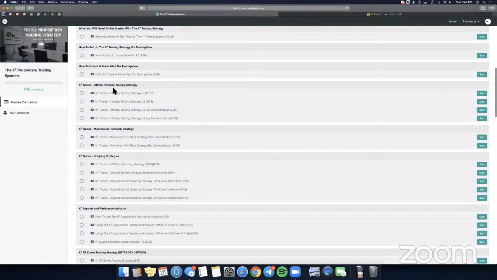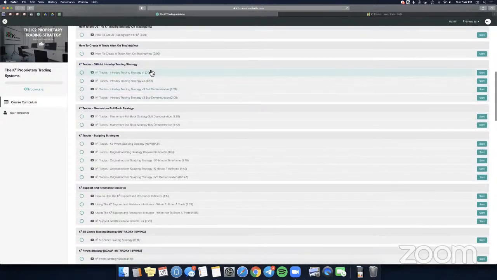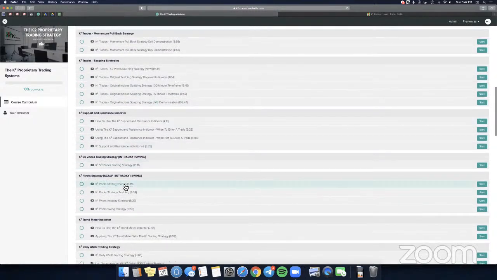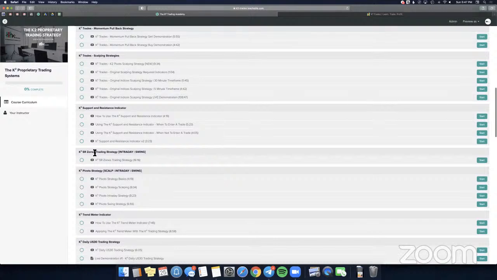The other strategies still work perfectly fine, but this strategy is based on the 30-minute. So I don't trade 30-minute anymore because I don't want to be on the screen all day. But if you want to trade on the shorter time frames, all of these work perfectly fine. But since I trade on the 4-hour, I focus mainly on this one right here.